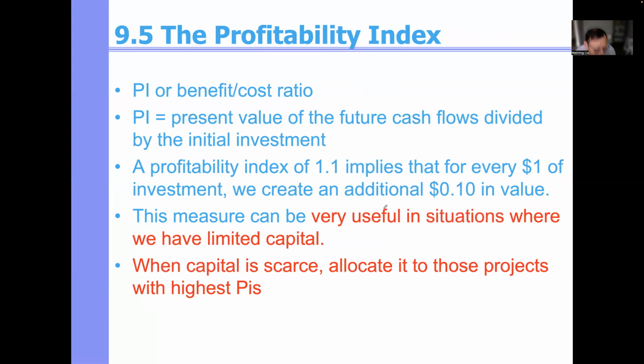Okay, so now let's talk about the profitability index, PI. It's actually a benefit divided by cost ratio. So what is the PI, profitability index? That's the present value of the future cash flows divided by the initial investment, okay?